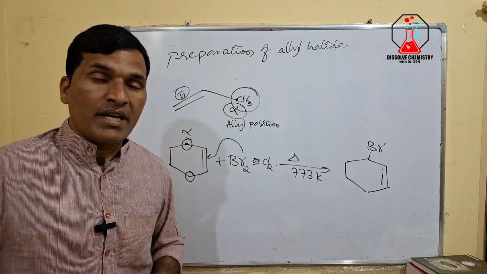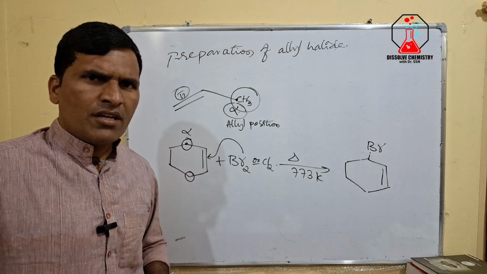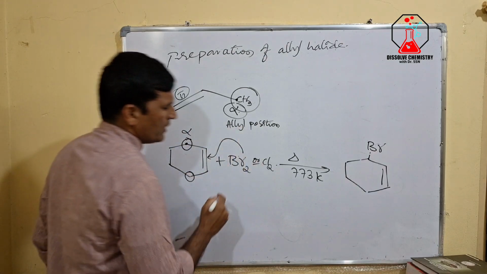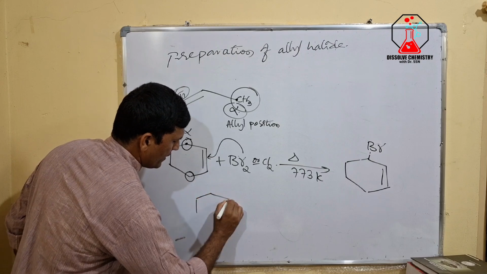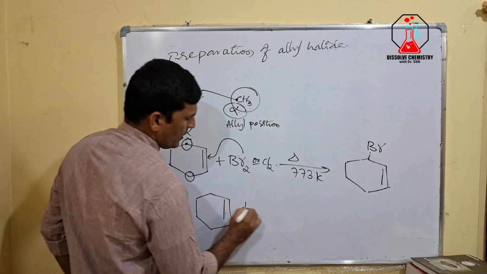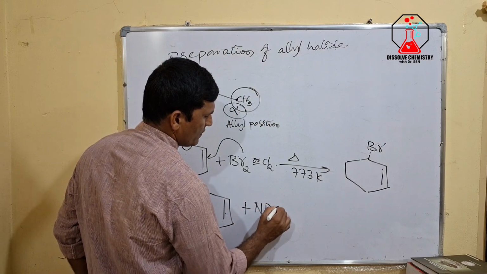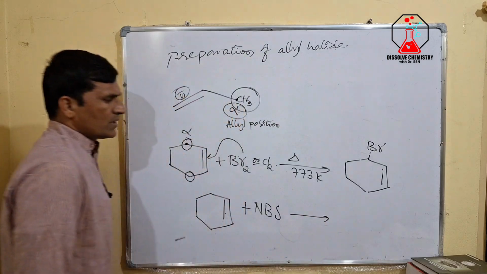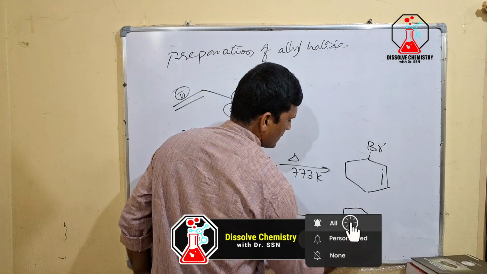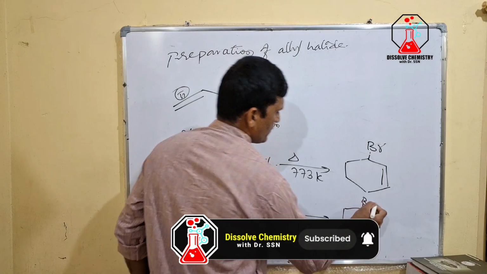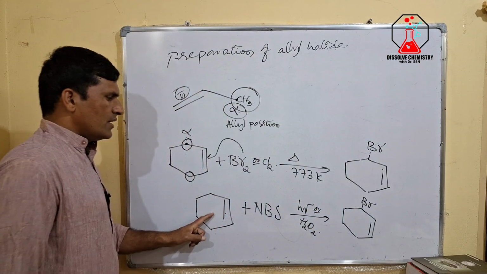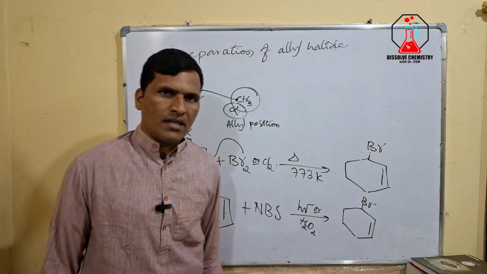Again, heating at 500 degrees Celsius or 773 Kelvin means we have to maintain a high temperature, and the addition product also we may get. So to avoid this, we can selectively brominate by using N-bromosuccinimide. We can add bromine at the allyl position by using NBS. Make note of this. With light (hv) or hydrogen peroxide used as catalyst, we can get a selective product, allyl bromide.